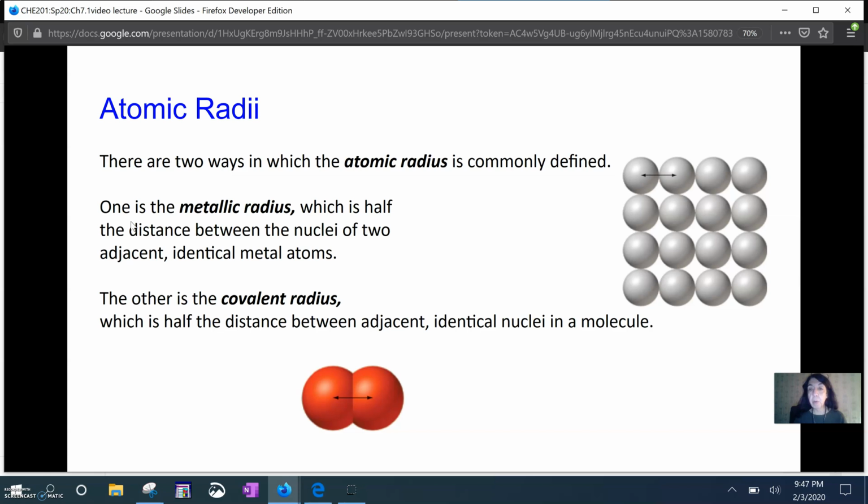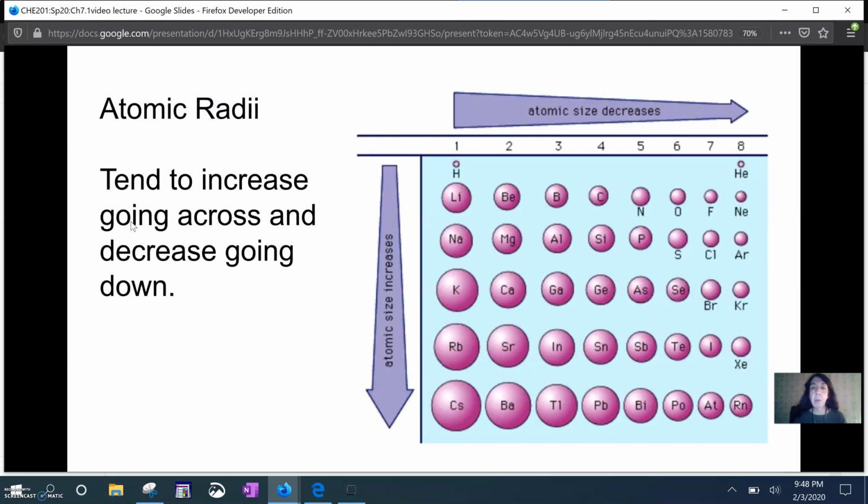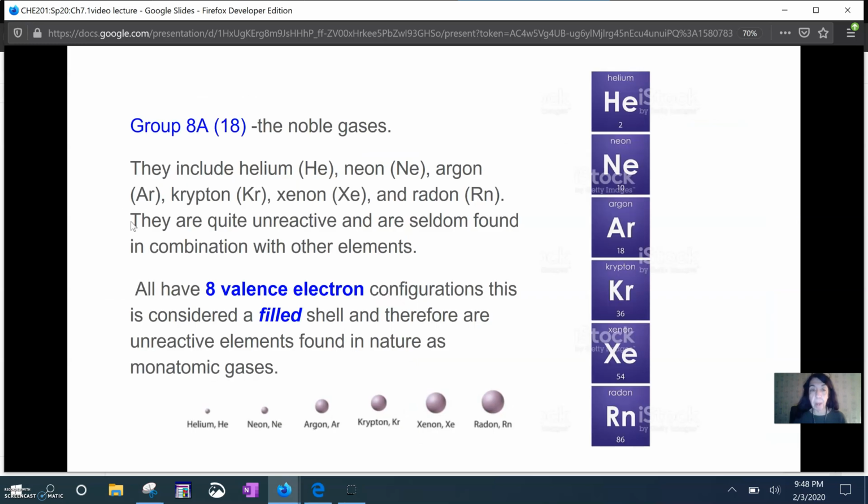We also talk about atomic radius, and that's really the measure of the center to center of 2 radii when they're together. If it's a covalent radius, it's half the distance between the adjacent nuclei. If it's metallic, it's more about how the structure is, which we'll talk about in Chapter 11. But atomic radii tend to increase going down and decrease going across the periodic table. So the numbers in the lower left-hand corner will be the biggest atoms. The ones in the upper right are going to be the smaller atoms.